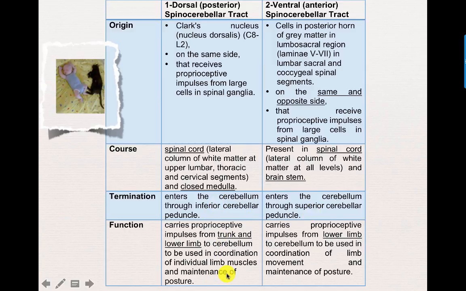This carries proprioception from the trunk and lower limb, and this is from the lower limb only. And this of course is used in coordination of the individual limb muscles and maintenance of the posture.